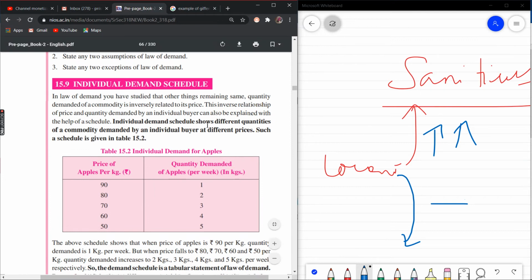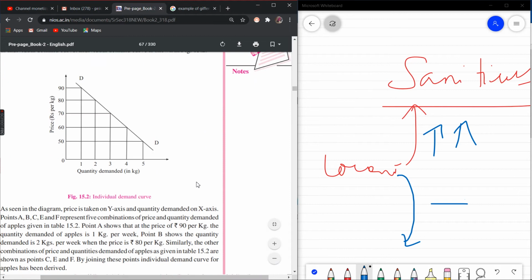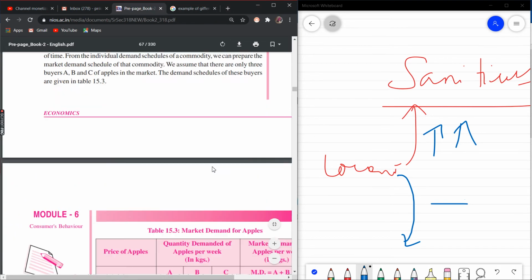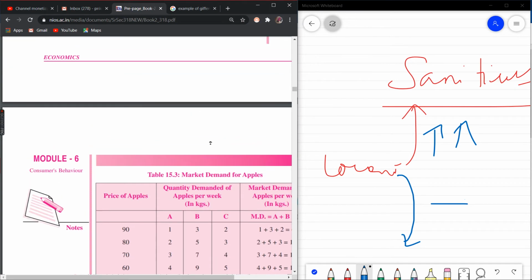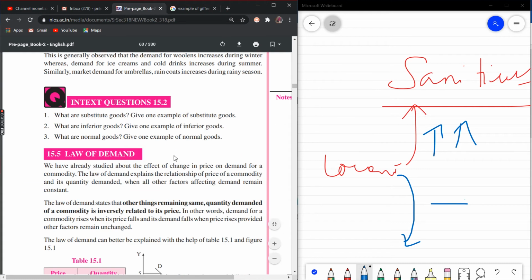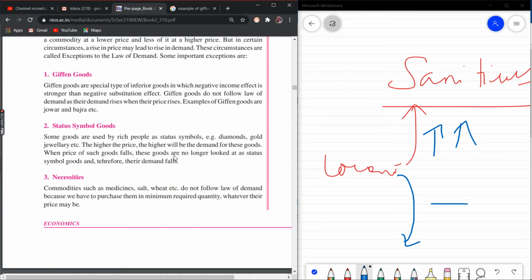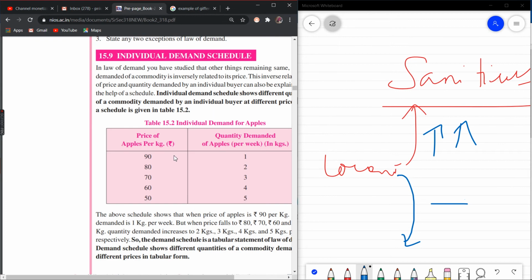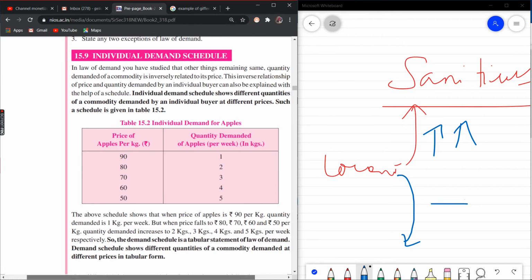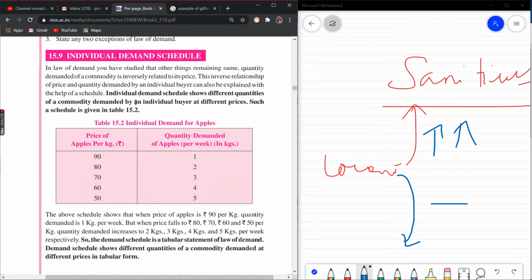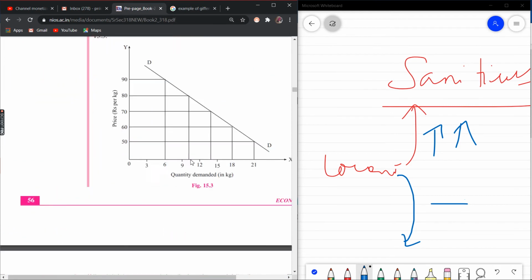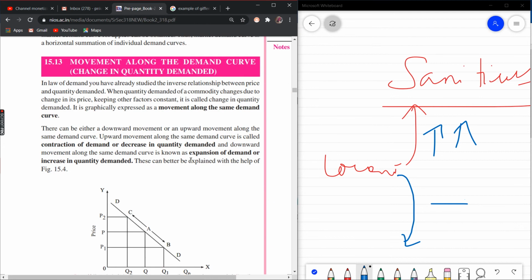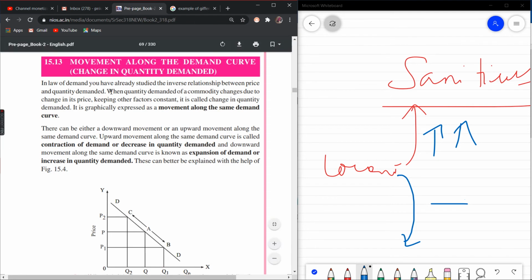And I have already mentioned the individual demand schedule, so you can always look at it. Okay, this is for an individual buyer and this is for the whole market. The market demand schedule is for the whole market, and you can always see those differences. So the next concept is movement along the demand curve, that is, change in quantity demanded.